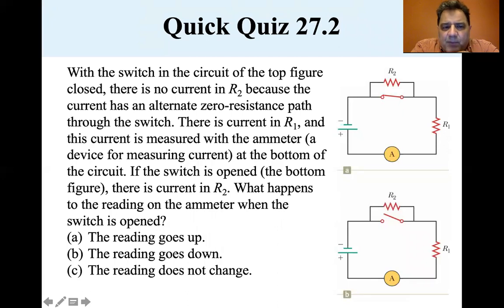If the switch is opened, there is now current in R2. What happens to the reading on the ammeter when the switch is opened? Well, you had one current with R1. Now you've just added an additional series resistor. So if I is equal to V divided by R, and R increases, the current is going to decrease. So the reading is going to go down.